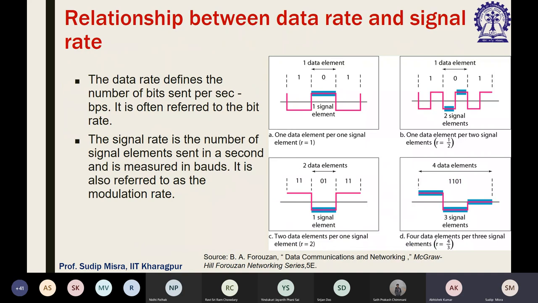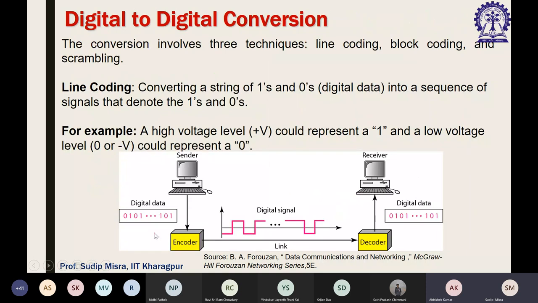I will show you the different ways in which the encoding could be done. But before that, we need to understand another concept, which is the signal: the relation between data and signal. So first, let us understand the relation between the data and the signal. What we are trying to do here is encode a bit into a signal element. We are trying to encode a bit in the form of a signal element.